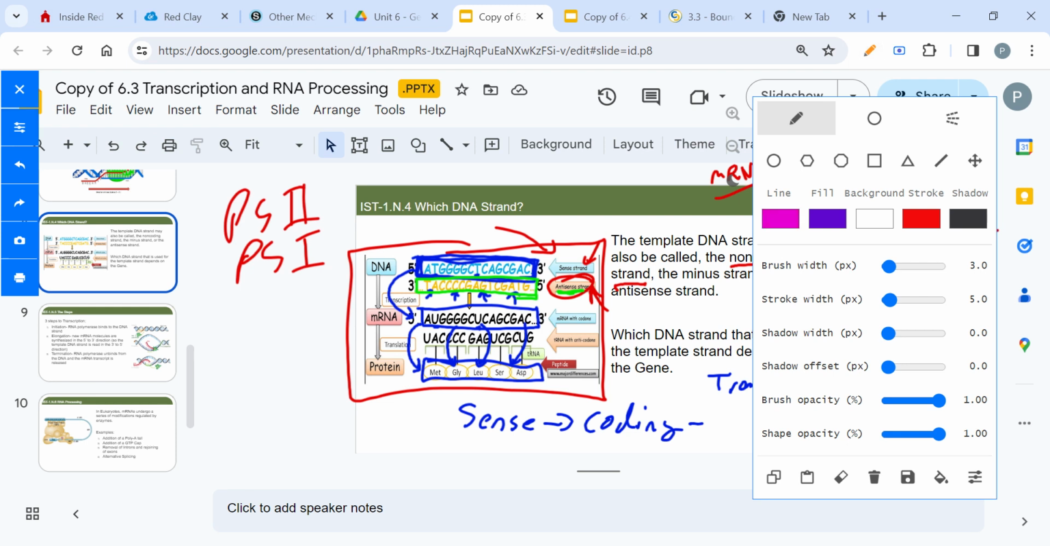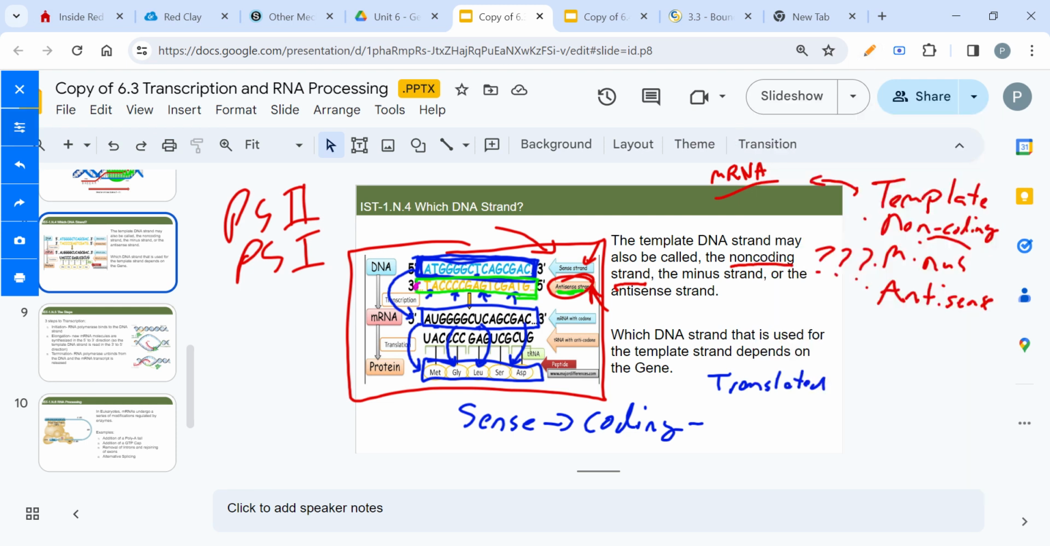So RNA polymerase is going to attach to this guy over to here, and we're going to go this way, building something 5 to 3. So we have 5 here, 3 there. We're building it 5 to 3. So I got my 5 prime to 3 prime guy right there.